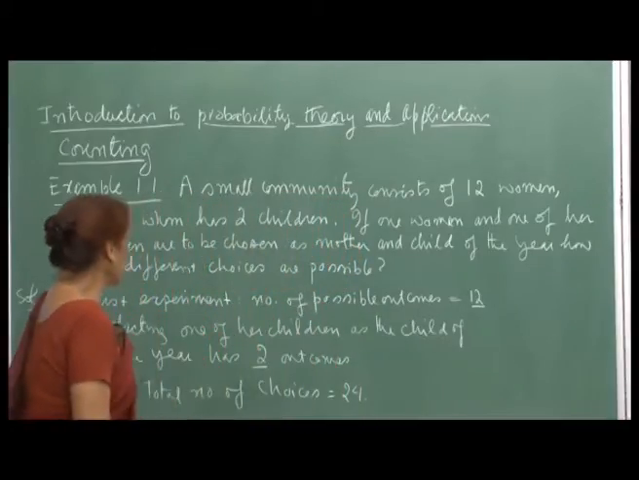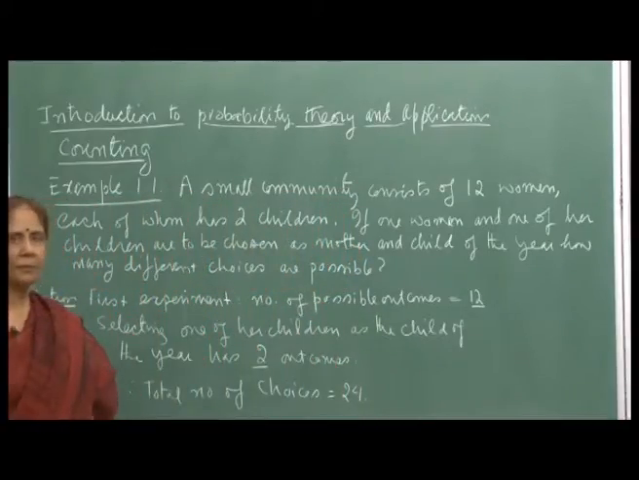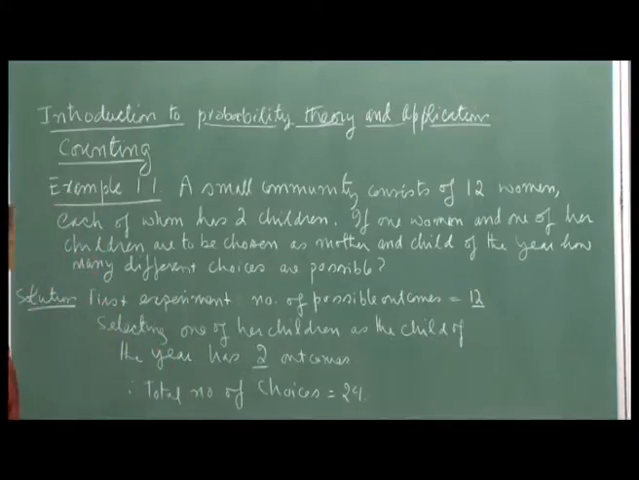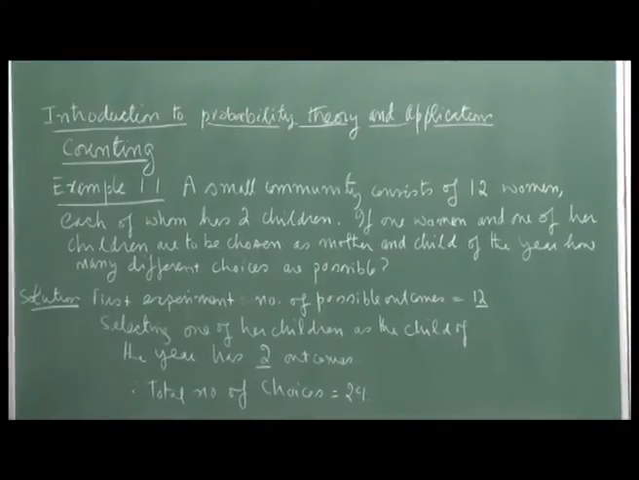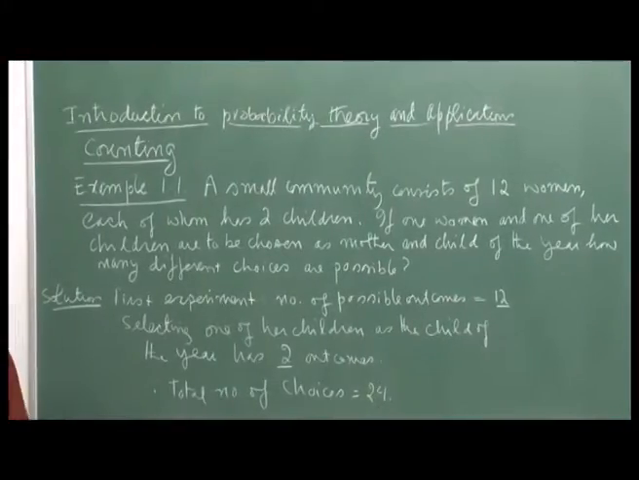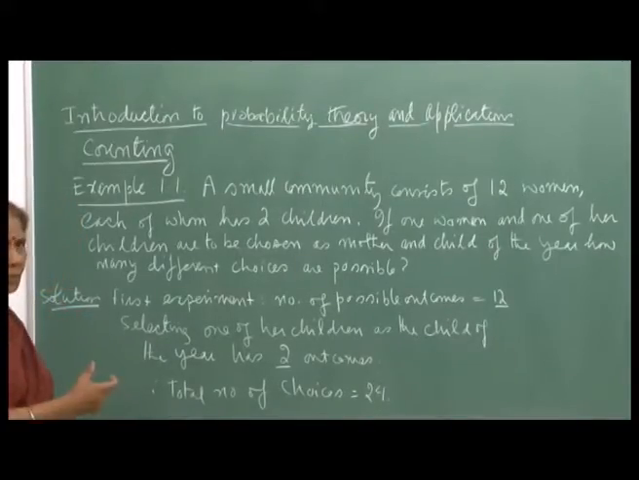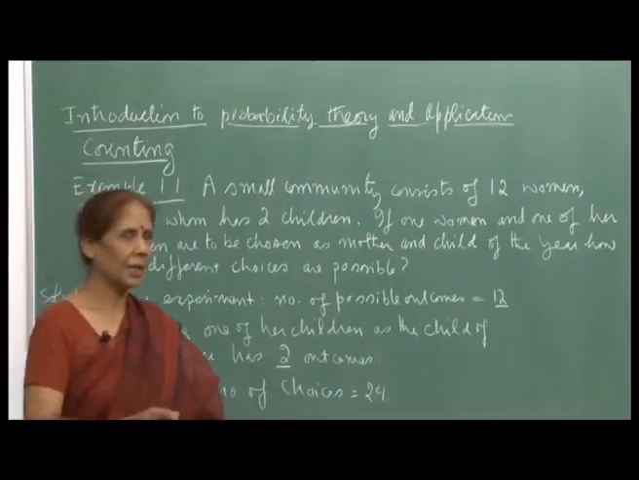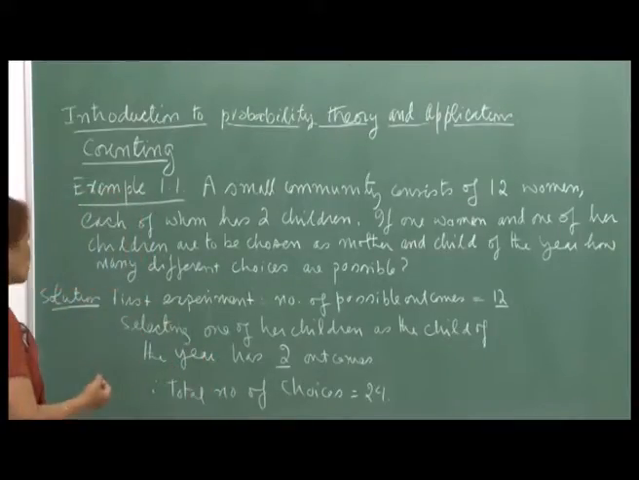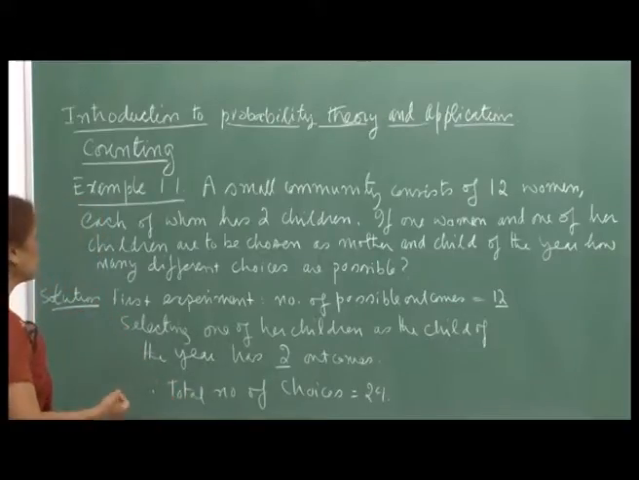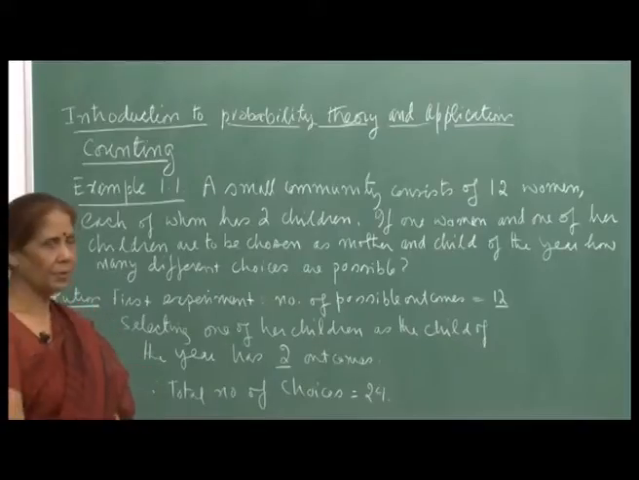So, let me just begin. The first topic I am going to talk about is counting, and I will start with an example. Suppose there is a small community which consists of 12 women, each of whom has 2 children. Now, if one woman and one of her children, so it has to be the pair, a woman and her child, is to be chosen as mother and child of the year, how many different choices are possible? It is a very simple way of counting.